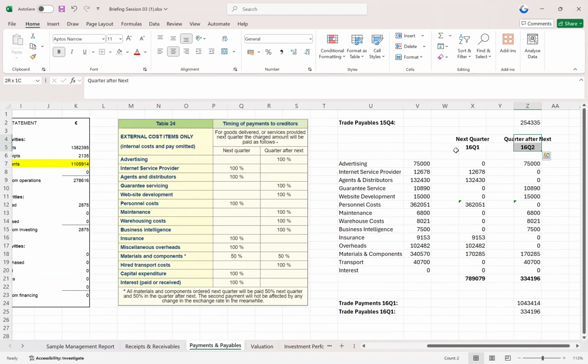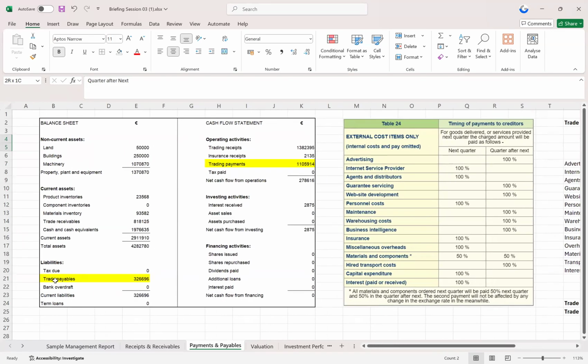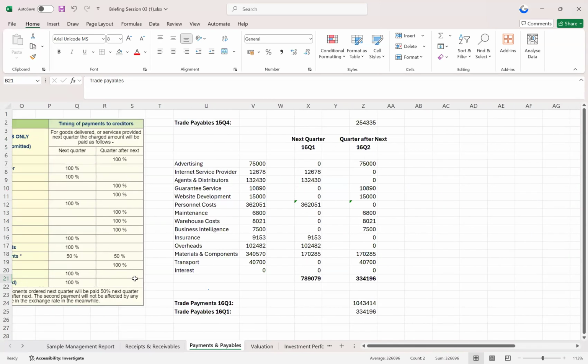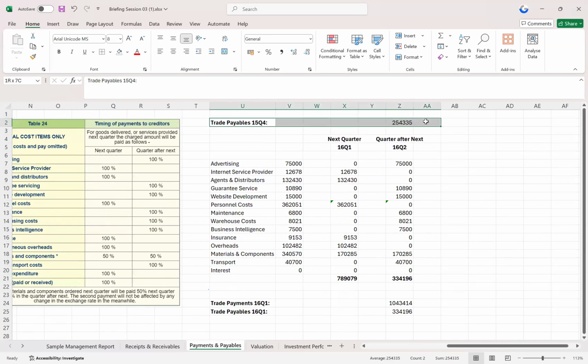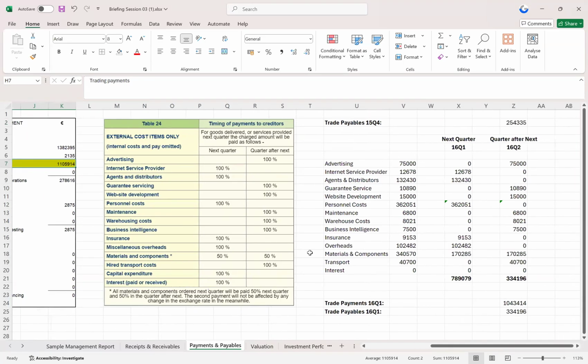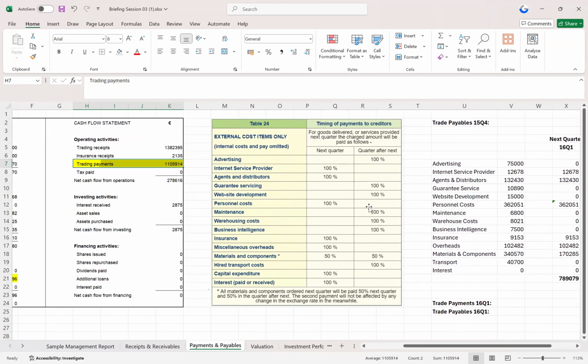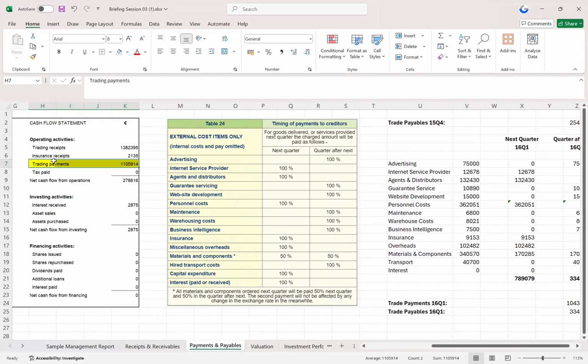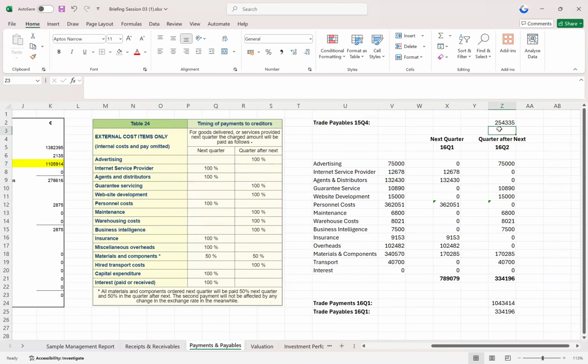Now to calculate this figure, next quarter would become 16 quarter 1 and the quarter after next would become 16 quarter 2. Again in this case, whatever is my trade payables of 15 quarter 4 will firstly become part of 16 Q1 trading payments, because for 15 quarter 4, 16 Q1 would be the quarter after next, which I have to pay in 16 quarter 1, right? So one part of this trading payments is the trade payables that is reported in the management reporter 15Q4.